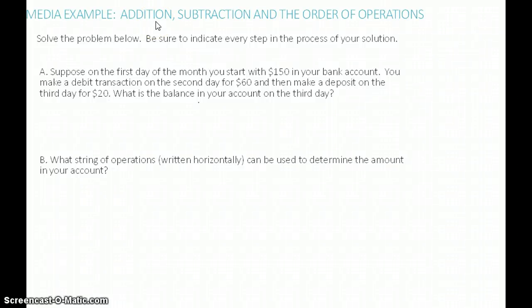In this example, we're going to investigate addition, subtraction, and the order of operations. Solve the problem below. Be sure to indicate every step in the process of your solution. So let's take a look at the problem.